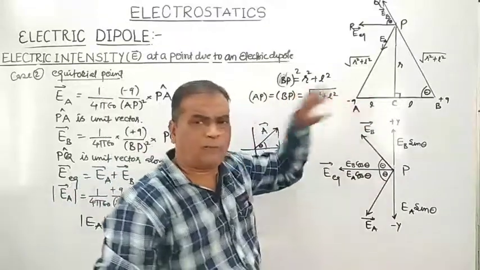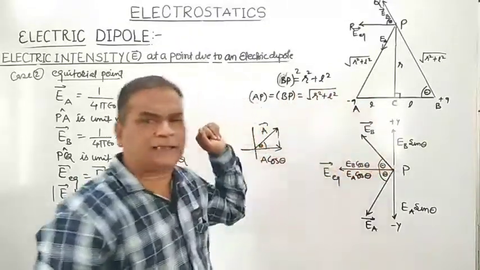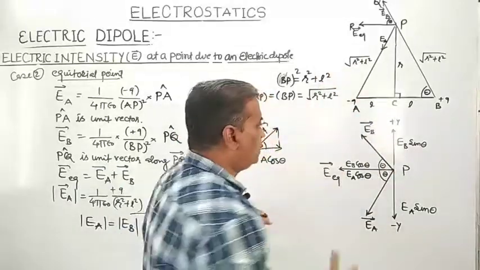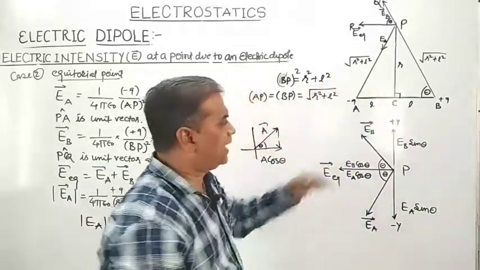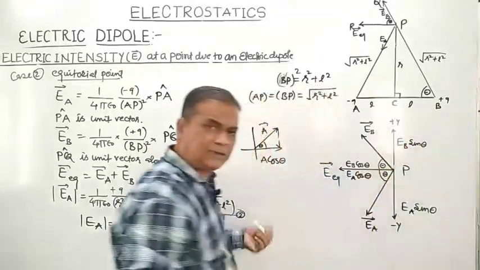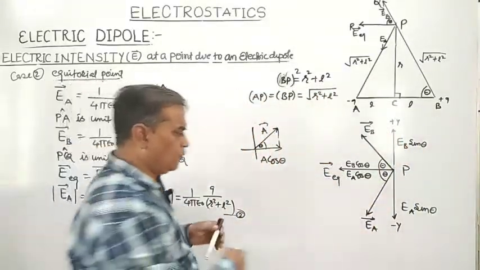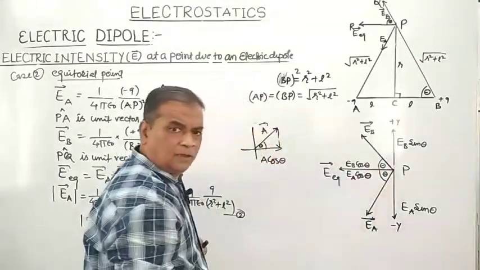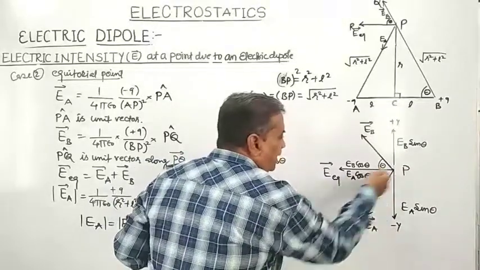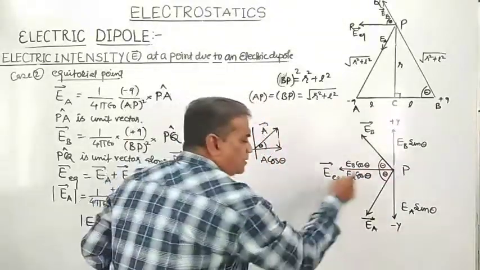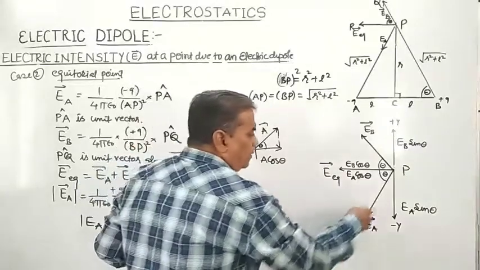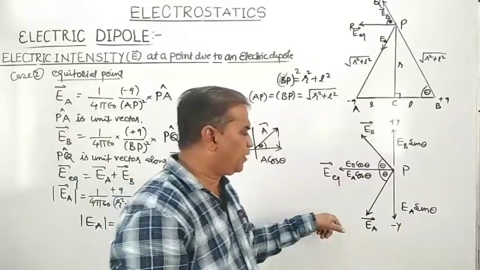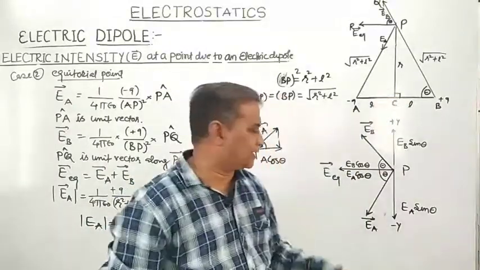So the component of EB parallel to the axis of the dipole is EB cos theta, while the component of EB which is along the equator must be what? EB sin theta. Similarly, you have another vector EA which makes an angle theta. It means the component of EA along this direction is EA cos theta. Means the component of EA parallel to the axis of the dipole is EA cos theta, while the component of EA which is along the equator is what?